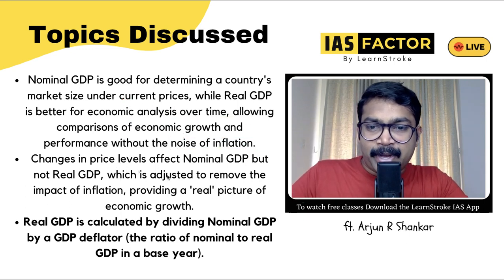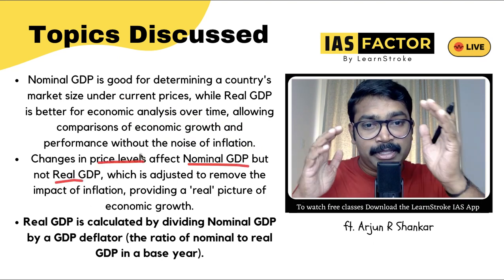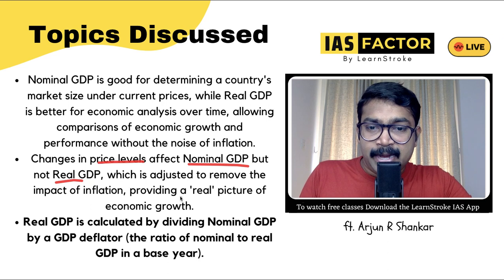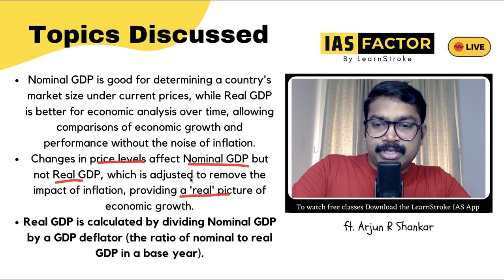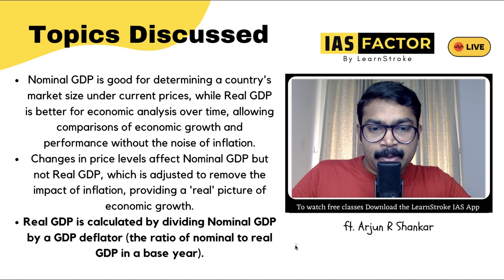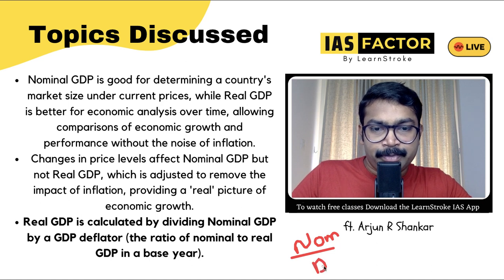So changes in price level affect nominal GDP, but not real GDP. So when the price level changes, it affects the nominal GDP at current prices, and not the real GDP, which is adjusted to remove the impact of inflation. It provides a real picture. So how is real GDP calculated? By dividing nominal GDP by the GDP deflator. You can say this is the nominal, and you divide it by the GDP deflator.